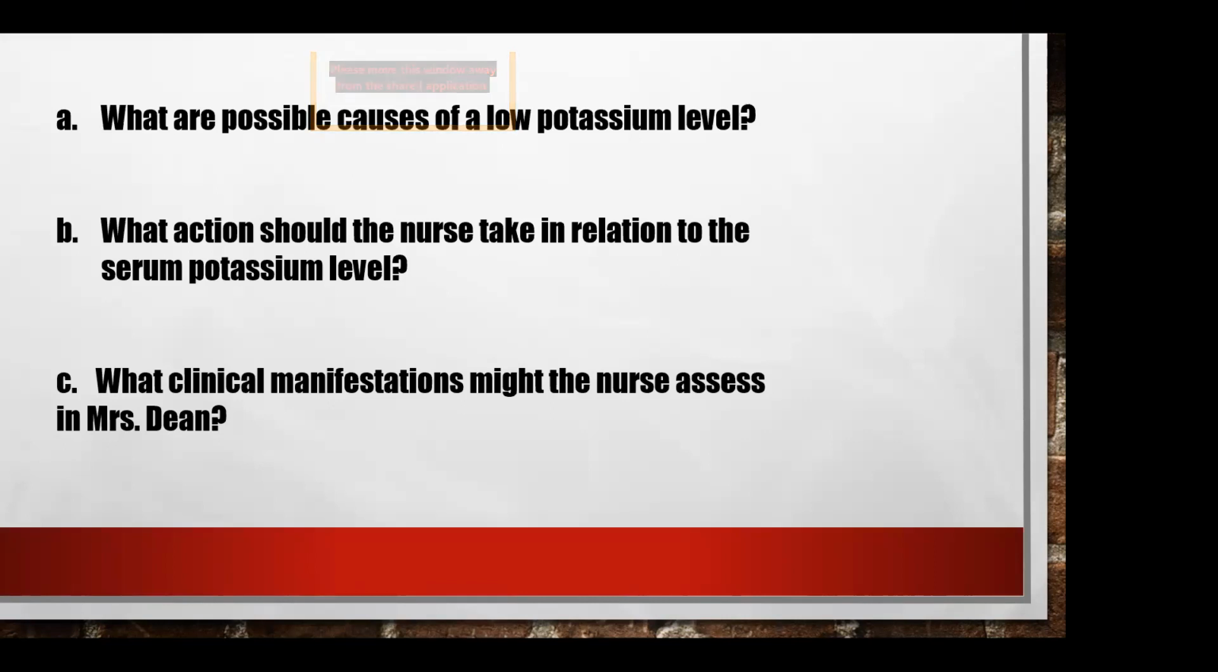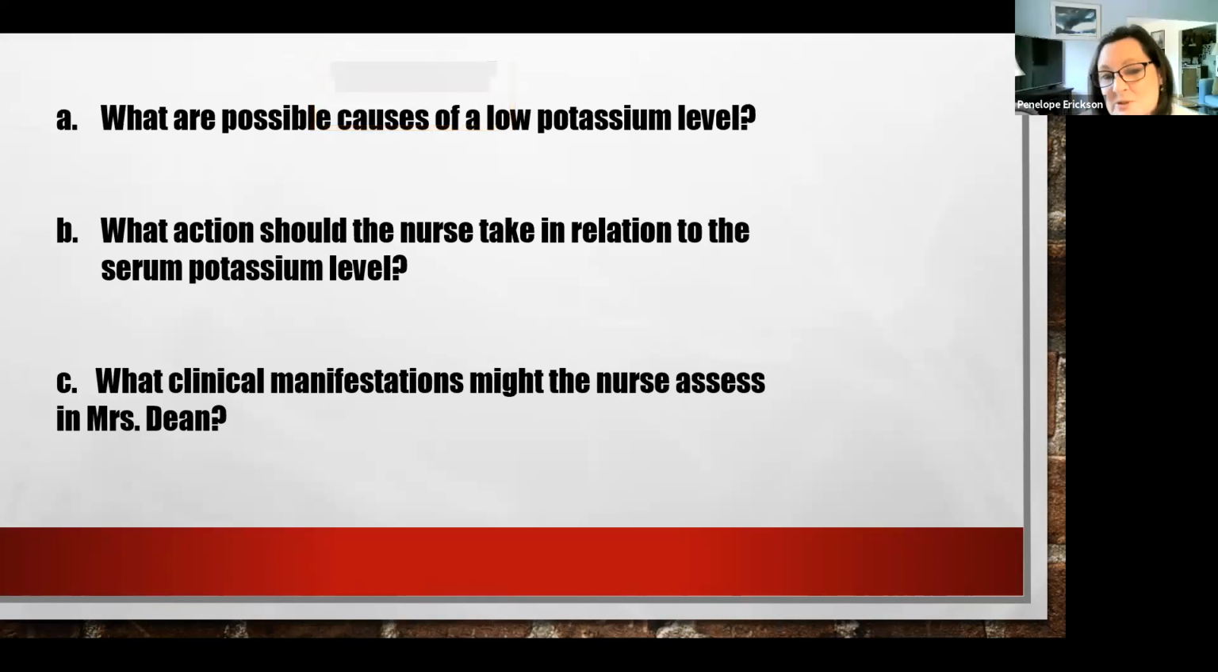It actually could also contribute to her decreased bowel motility. But you're right with what you said. Initial manifestations are likely to include fatigue, anorexia, nausea and vomiting, muscle weakness, leg cramps, decreased bowel motility, paresthesias, and dysrhythmias.